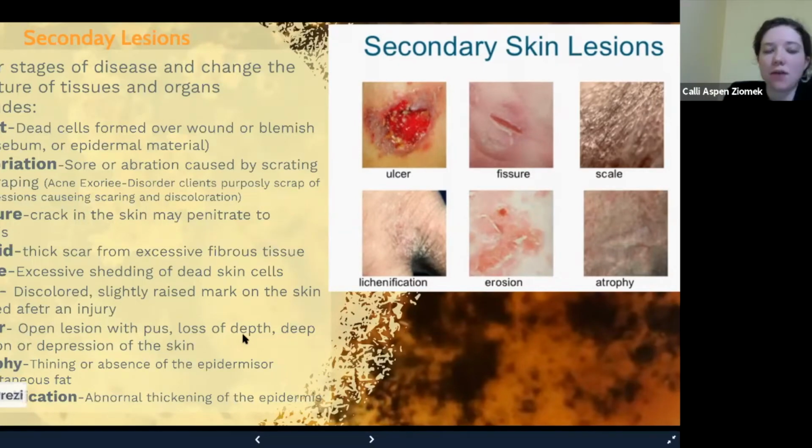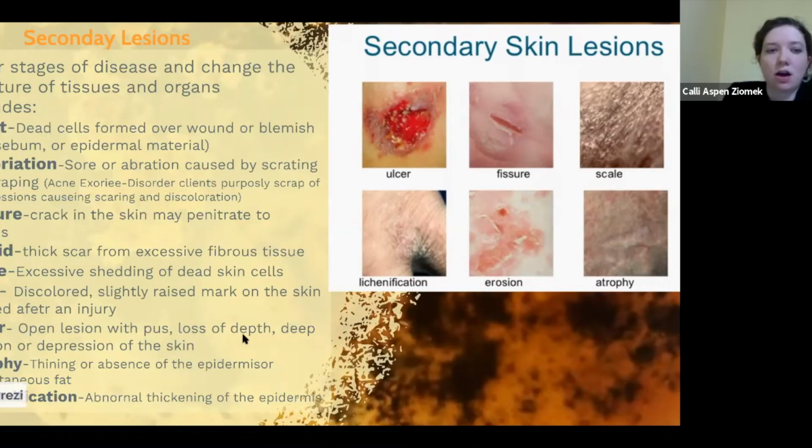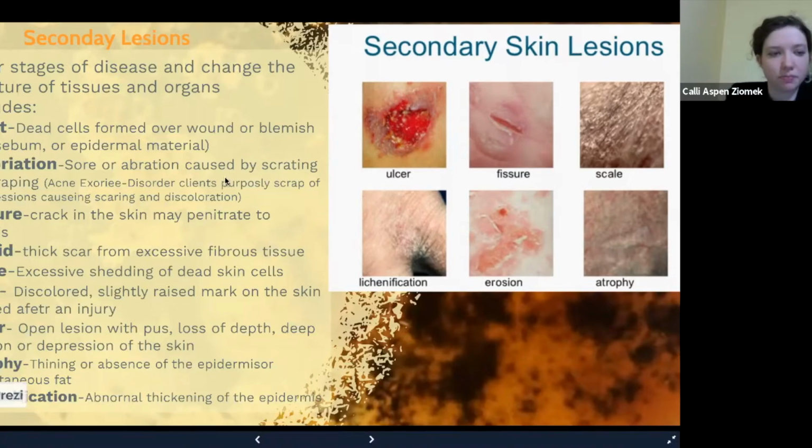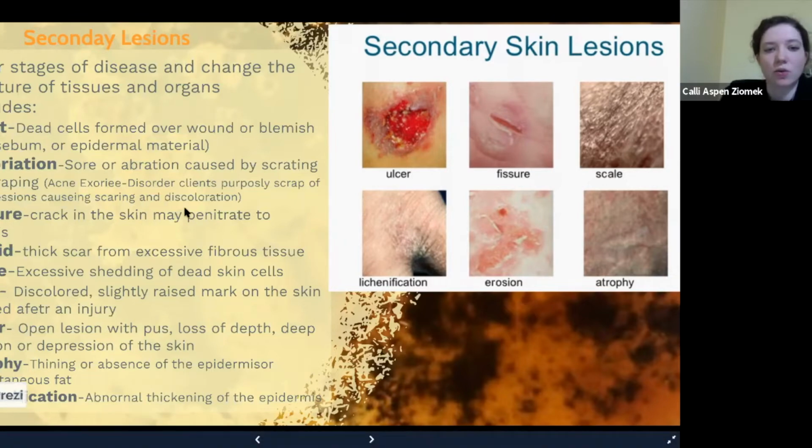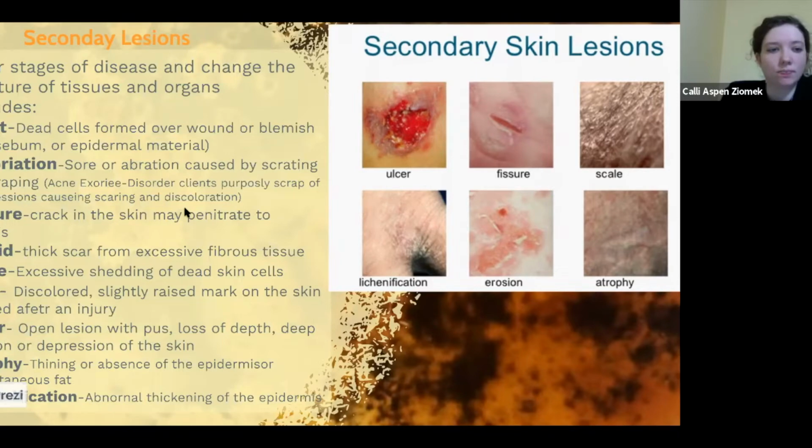So first you have crusts, which are dead cells formed over a wound or blemish. They contain pus, sebum, or epidermal matter. So these are basically what you think of when you think of a scab. You have excoriation, which is a sore or abrasion caused by scratching or scraping.